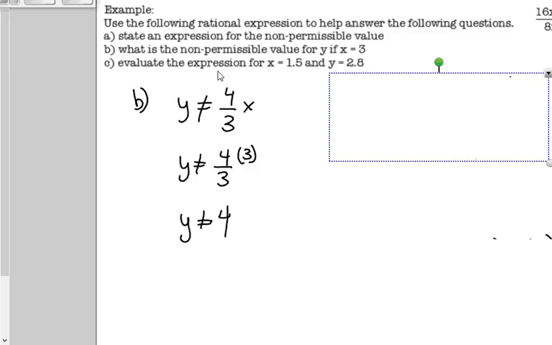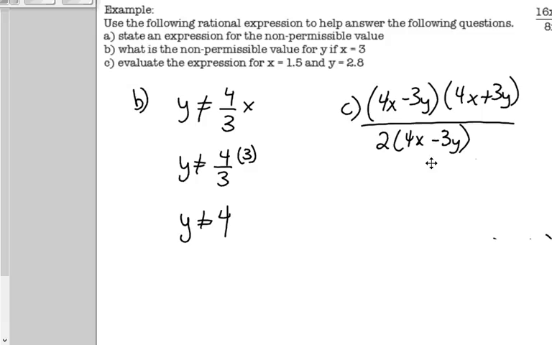Now we need to evaluate the expression for x equal to 1.5 and y equal to 2.8. We're going to simplify this first. We're not going to use a calculator and just simply substitute x and y in. We're working with simplifying these rational expressions, so what we're going to do is factor. Factoring the numerator, this is another difference of squares. We have a perfect square minus a perfect square. We take the square root of this term, we get 4x. Square root of the second term, we get 3y. And then our second factor is going to be those same terms separated by the opposite sign.